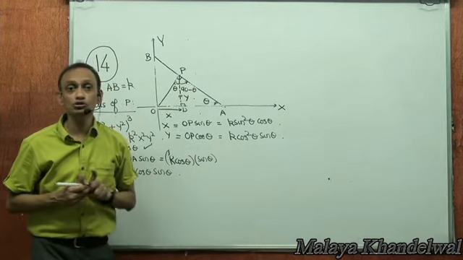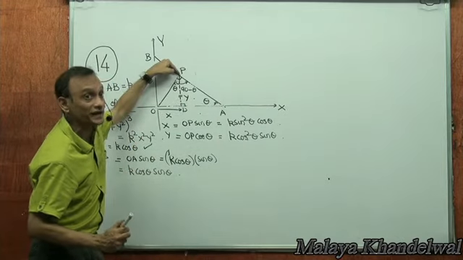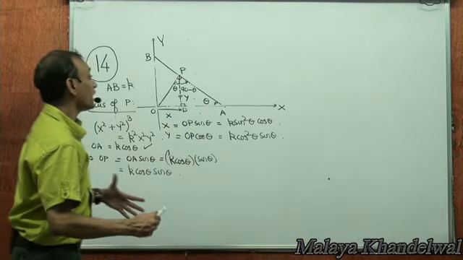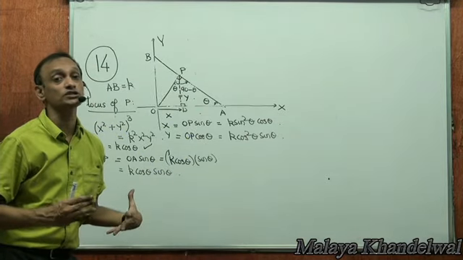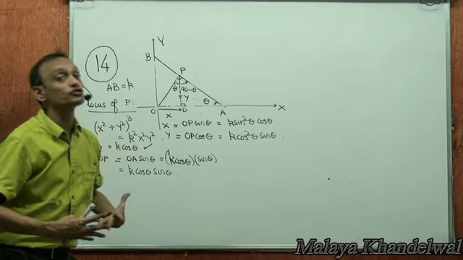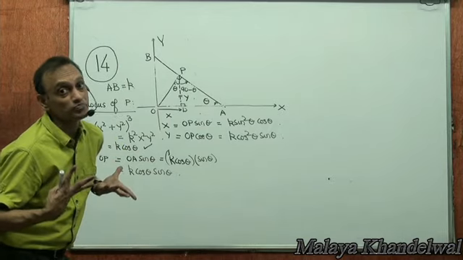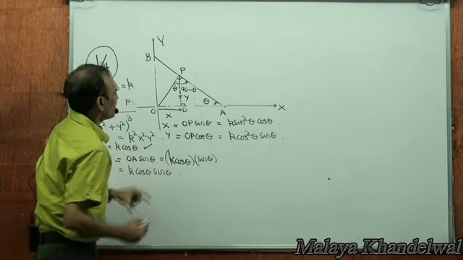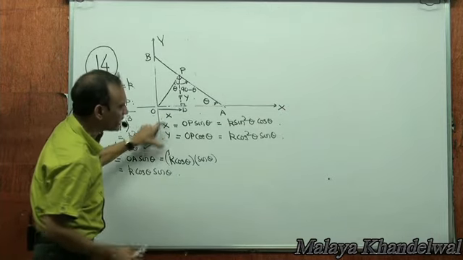What is it that I want to do? I want to connect the x and y coordinates of this moving point P and eliminate theta. Once I eliminate theta, I would get a condition independent of theta, which would be true for all positions of P. Yes or no? Right?